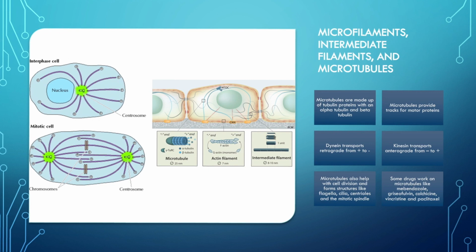Lastly, microtubules are the largest and made up of alpha and beta tubulin. It helps provide tracks for motor proteins and helps form structures like flagella, cilia, and centrioles. The most heavily tested topic that I've seen with microtubules is the dynein and kinesin and what direction they transport, so try to remember that if you can.